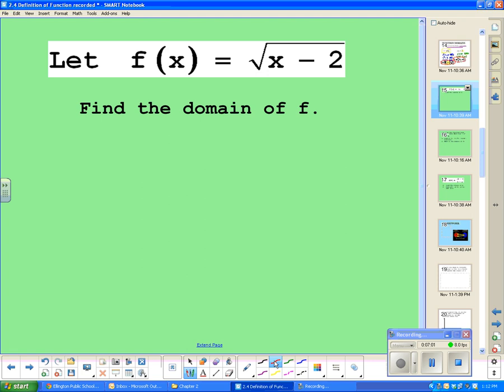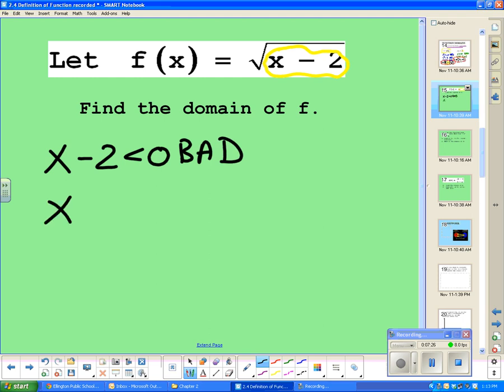I have to say to myself, well, what is under the radical has to remain 0 or positive. And so I need to make sure that x minus 2 either equals 0 or is positive. And I could either do this from the good standpoint or the bad standpoint. I could say, if x minus 2 is negative, that would be bad. But that's equivalent to saying that x minus 2 being greater than or equal to 0 would be good.